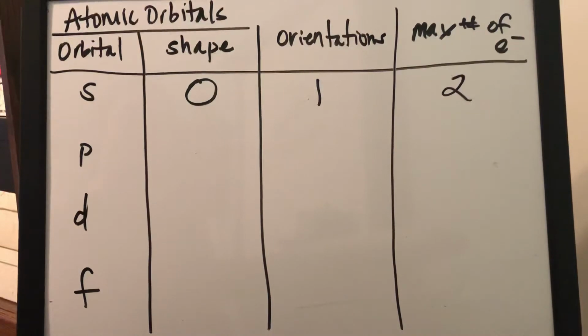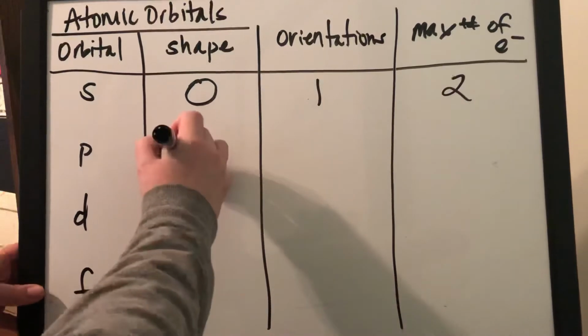So after the s orbital, we have the p, and the p is shaped like a dumbbell. We'll kind of draw it like this.